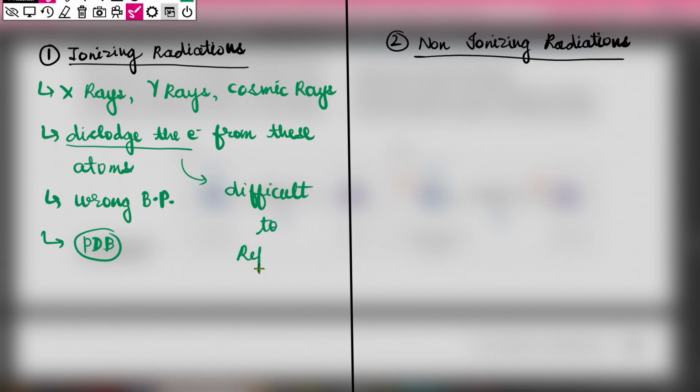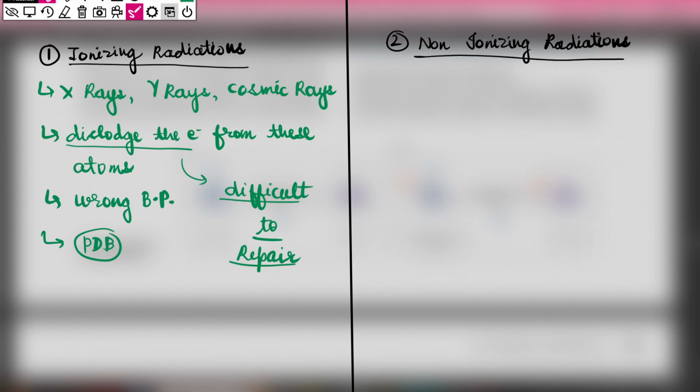So if they are dislodging the electrons, then it is very difficult to repair. That's why, if we talk about the Chernobyl accident which occurred there, none of the human population lives there. Why? Because all those rays which are still present there, including gamma rays and other ionizing radiations, will cause the dislodging of the electrons from the atoms of the nitrogenous bases, and that is very difficult to repair. It will cause permanent mutations and even death in certain cases if the effect is very severe.